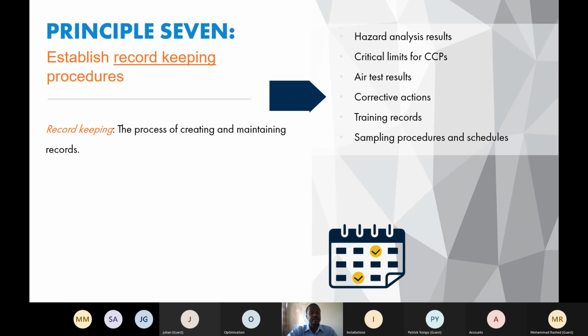These include hazard analysis results, critical limits that you have set for the contaminants, particles, water, oil, and microorganisms, compressed air testing results, corrective actions that you have taken, any training records for the team that handles quality, and even the sampling procedures that you use, and even the schedule that you have prescribed for your plant to ensure that it meets the quality standards.